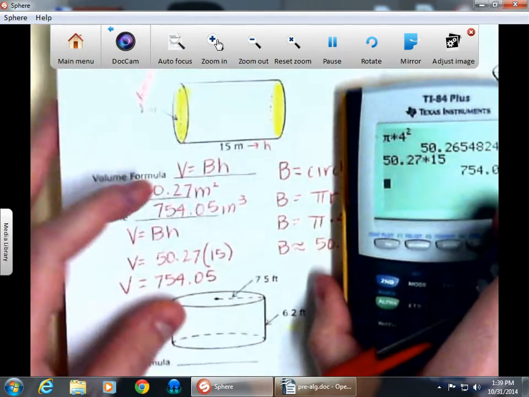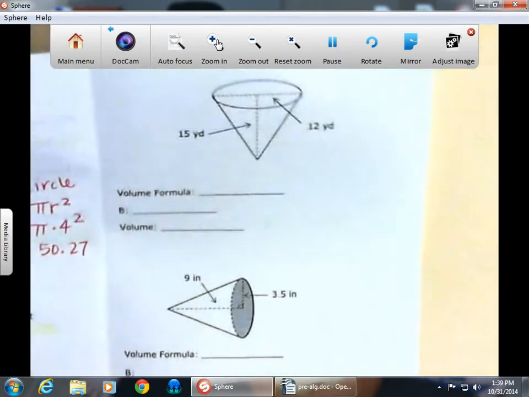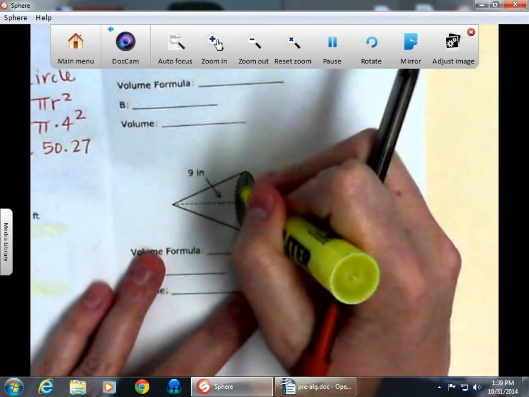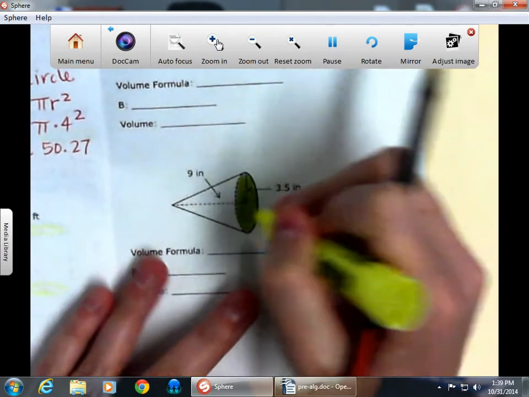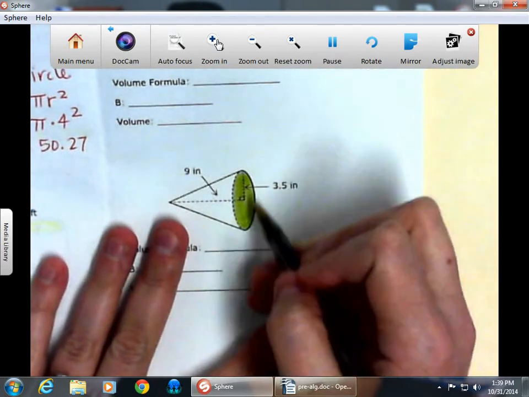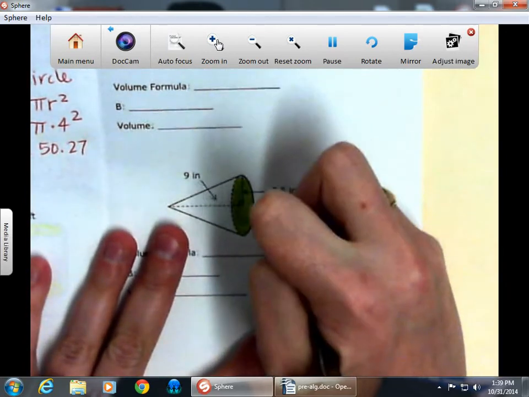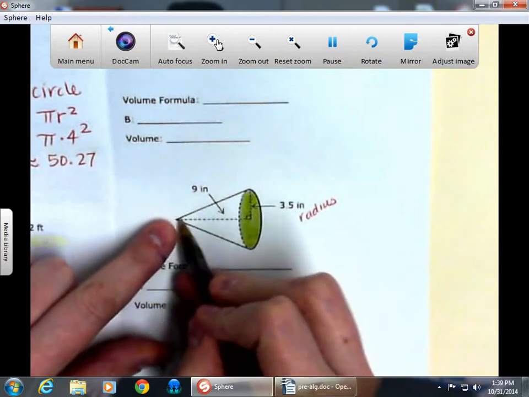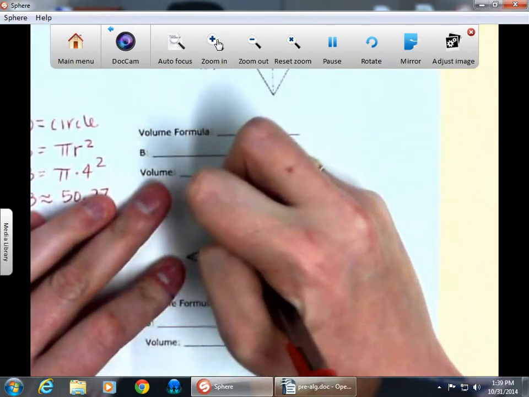Now we're going to go to cones. We're actually going to work the problem on the bottom. If you'll go ahead and highlight your base. This one is turned on its side. And let's label what we know. This 3.5 is going halfway across the circle, so that's my radius. The 9 is going from the point to the base, so that's my height.